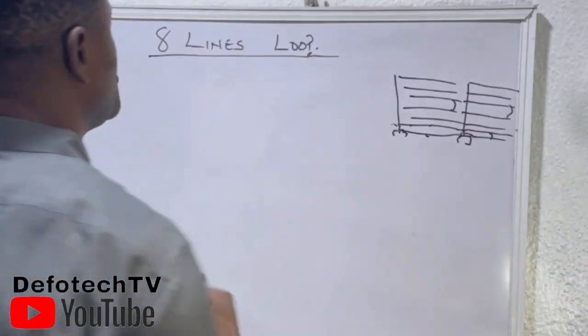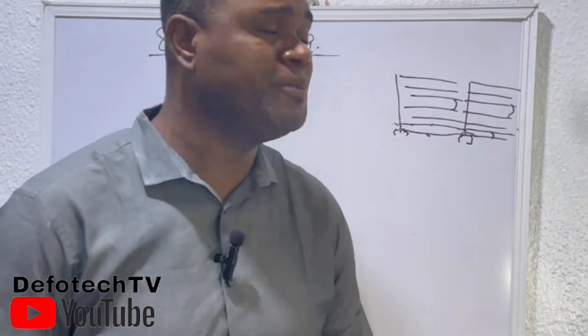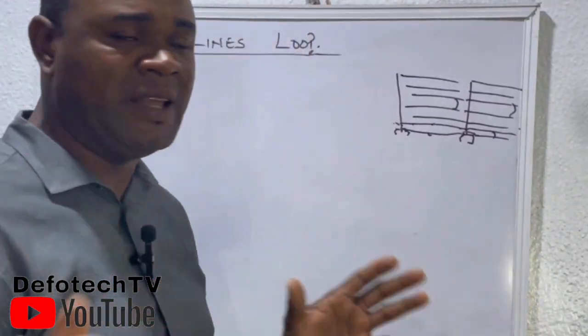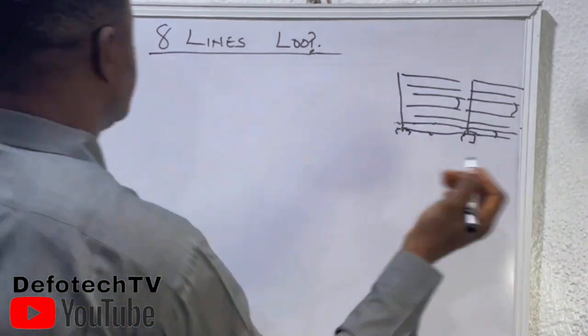Let's quickly go to what we have today. Like the person told me, he said, please, I should try to explain the 8-line loop. Okay, let's start off.